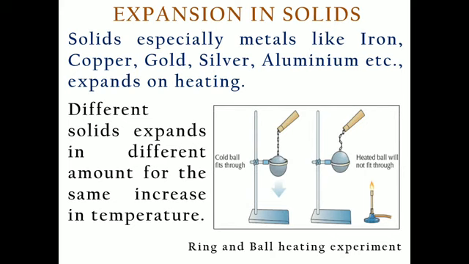Here you can see, first of all, this is the metallic ball, which may be made of copper or some other metal. If we pass this ball through this ring, it can easily pass through. Now after applying heat, we can see that this ball is not going to pass through the ring. That means the volume of this ball has increased due to heating.